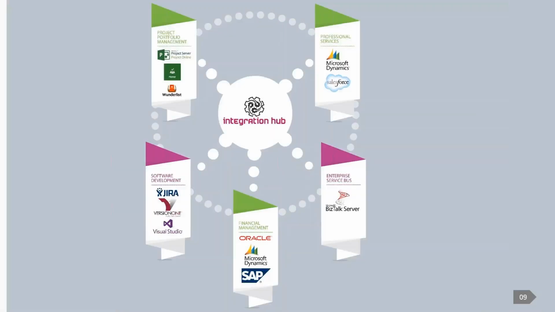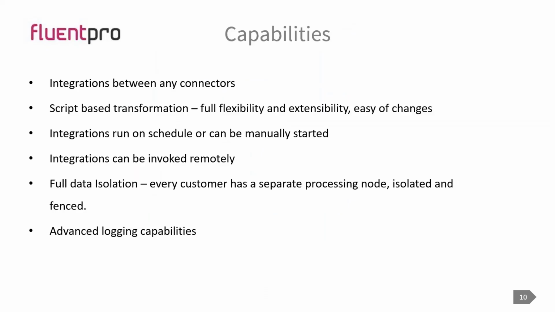So we have multiple connectors, and they allow an organization, if you use more than just one system, to still bring all the data into Project Online for portfolio transparency and one universal view. So, capabilities: we have scenarios.